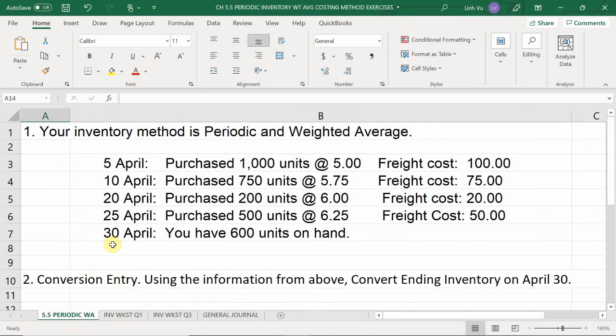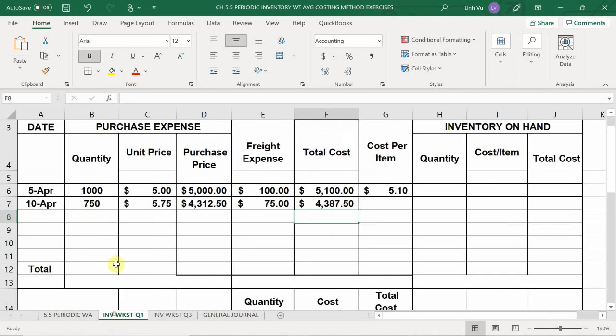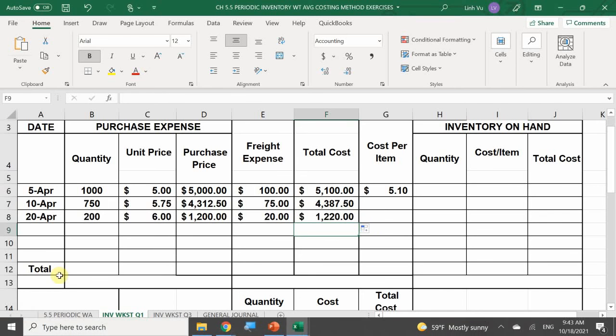All right, so here, April 20th, we purchased 200 units at $6 each with a freight of 20. So again, it's April 20. We have 200 units, $6 each with the freight of 20. So what is my purchase price here? $1,200. 1,200 plus 20 gives me a total cost of $1,220.